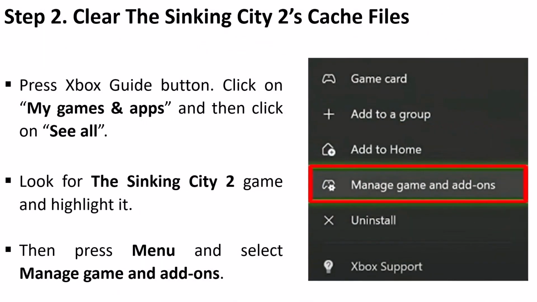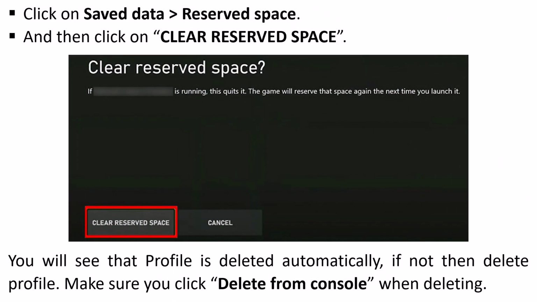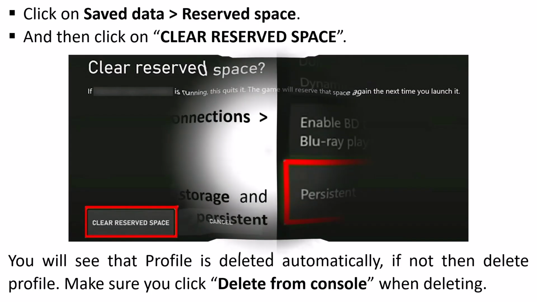Step 2 is to clear the Sinking City 2's cache files. Press the Xbox guide button, click on My Games and Apps and then click on See All. Look for the Sinking City 2 game and highlight it. Then press Menu and select Manage Game and Add-ons. Click on Save Data, Reserved Space and then click on Clear Reserved Space. You will see that the profile is deleted automatically. If not, then delete the profile. Make sure you click Delete from console when deleting.